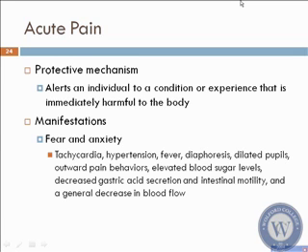Okay, so acute pain is actually very important because it keeps you from doing something stupid and hurting yourself. Now, unfortunately, one of the things that acute pain causes is severe amounts of fear and anxiety, and that can change the way you do things. It causes tachycardia, hypertension, fever, diaphoresis, dilated eyes. It basically gives you a huge sympathetic response. It can also change your outward pain behaviors. It also drives your sugar levels up. It decreases gastric acid secretion.